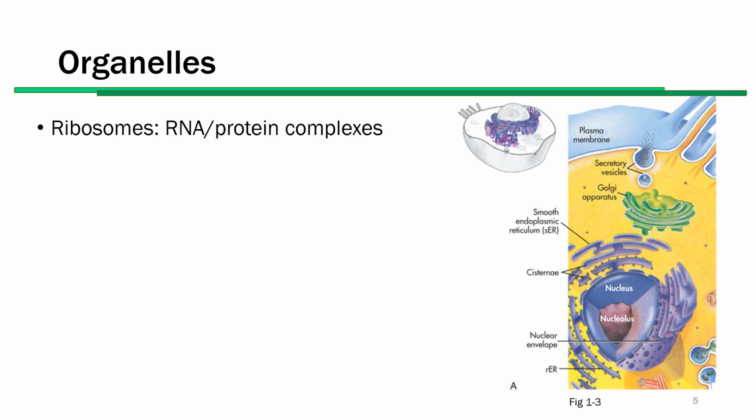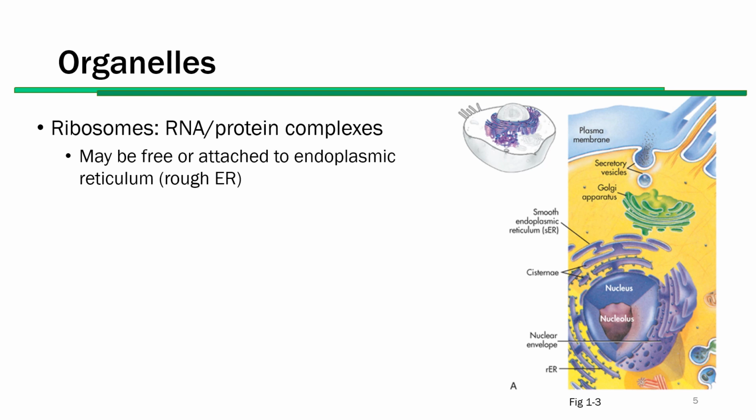Ribosomes are RNA protein complexes. They may be free or attached to the endoplasmic reticulum. If they're attached to the endoplasmic reticulum, that's called rough ER.